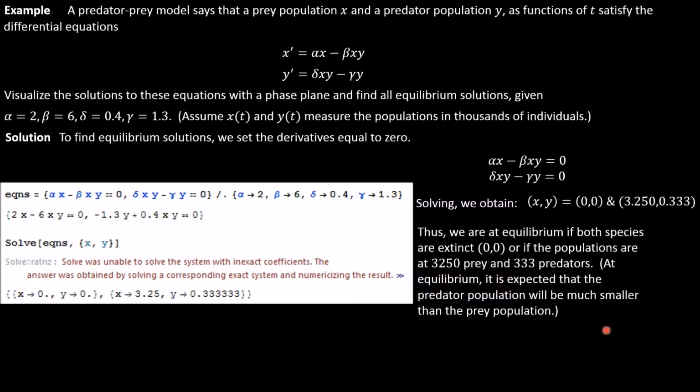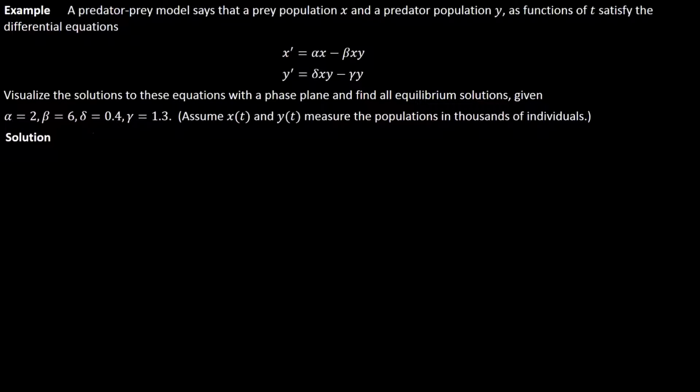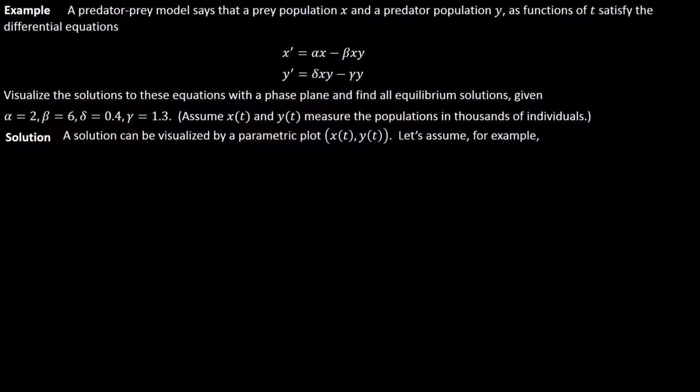Now that we've found equilibria, let's discuss what other non-equilibrium solutions might look like. A solution can be visualized by a parametric plot because, as you can see, if prey population depends on time and predator population depends on time, then you can plot the prey and predator populations as a parametric plot depending on time.